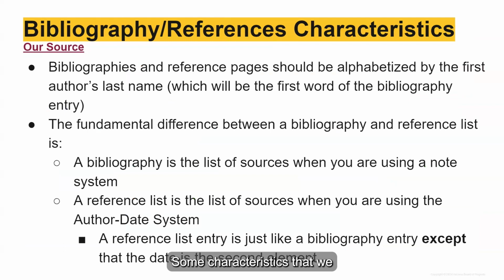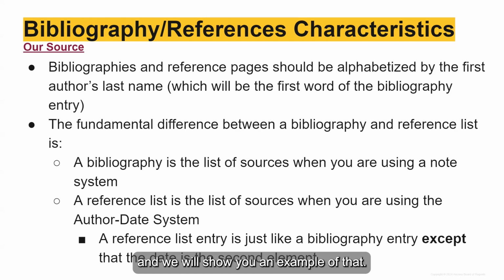Some characteristics that we should review for bibliographies and reference lists. Bibliographies and reference pages should be alphabetized by the first author's last name, which again, because of the way it's formatted, will be the first word of every entry. The fundamental difference between a bibliography and a reference list is that a bibliography is a list of sources when you're using the note system. A reference list is the list of sources when you are using the author date system. And a reference list is almost formatted just like a bibliography, except that the date has a higher priority, so it will be listed as the second element, and we will show you an example of that.